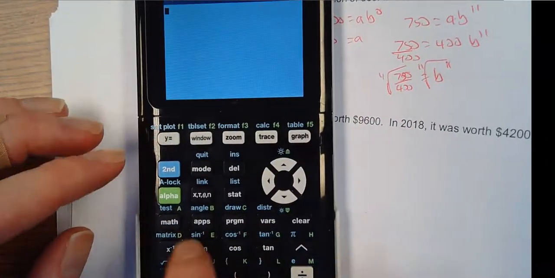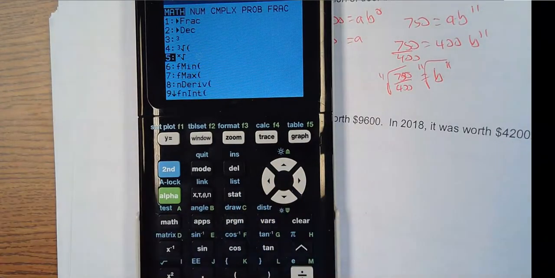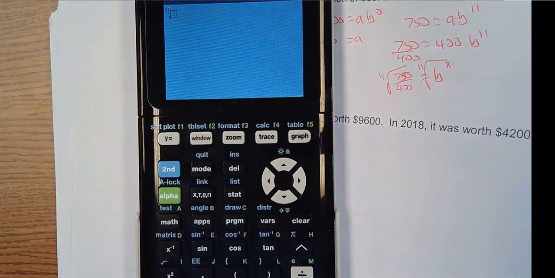If you do, let's go to math and go down to this one right here. This is the xth root. If you have an older or a newer calculator, it'll say, now what root? The new calculators do this. The older calculators, you have to actually hit your root first.